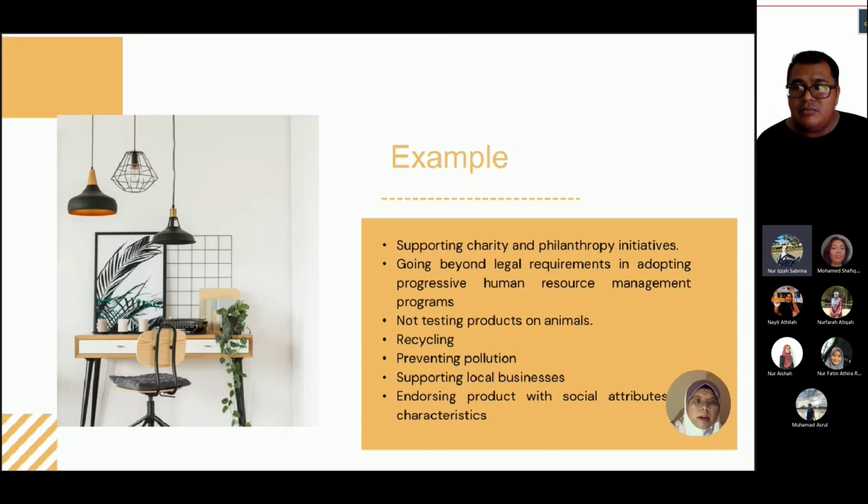Macam kita tahu, banyak sangat company nak keluarkan satu-satu produk, dia orang akan test kat haiwan. Padahal benda tu tidak digalakkan dah. Kalau boleh jangan buat benda tu. Sebab haiwan pun nak hidup. Lepas tu recycling, preventing pollution, supporting local businesses, endorsing products with social attributes or characteristics.